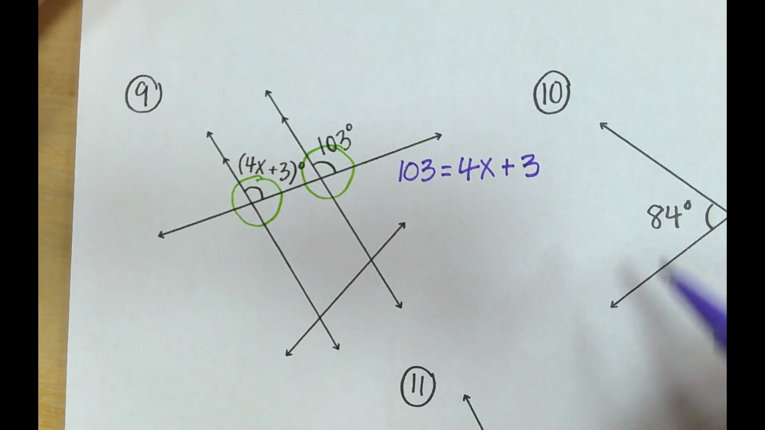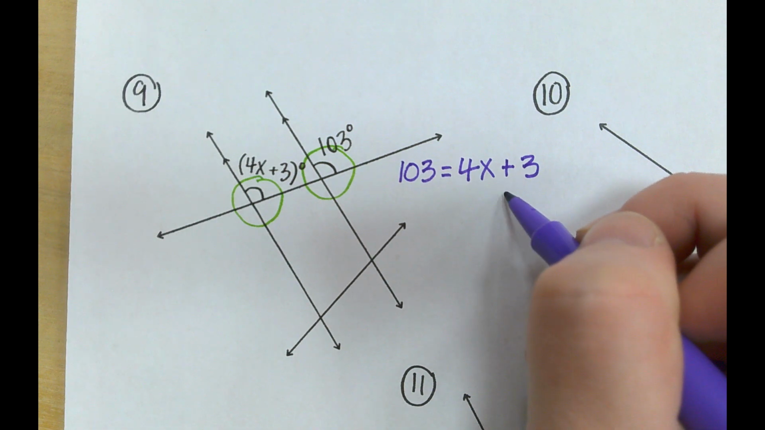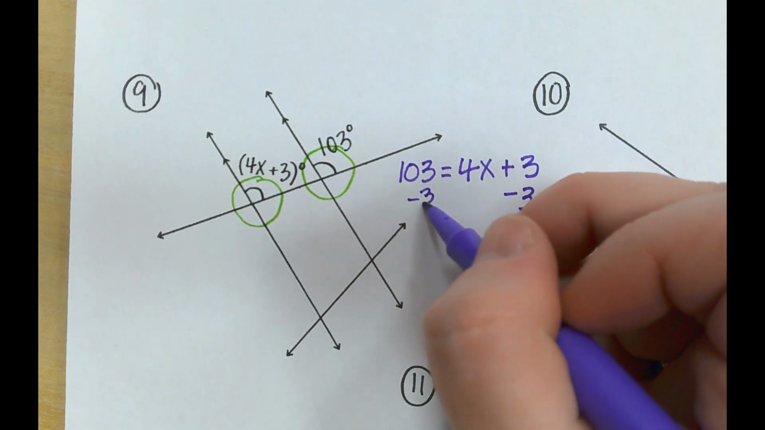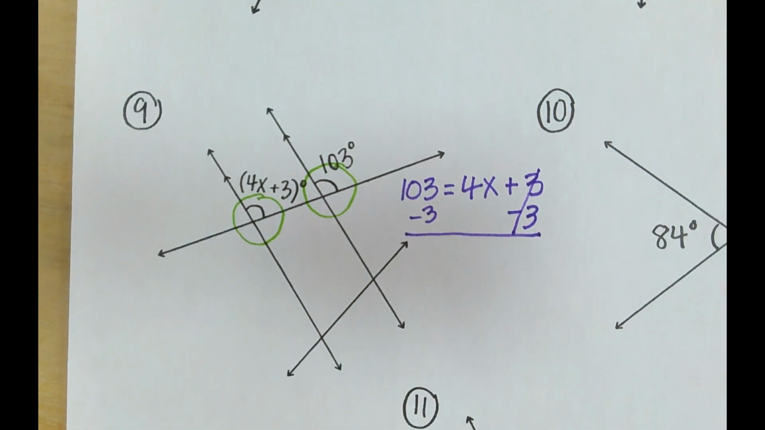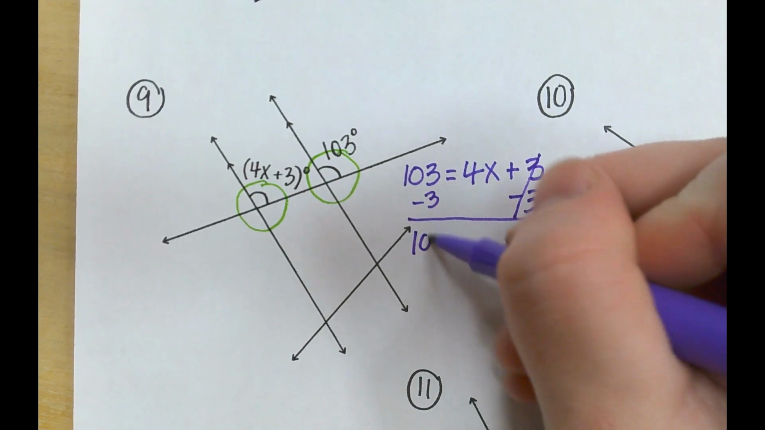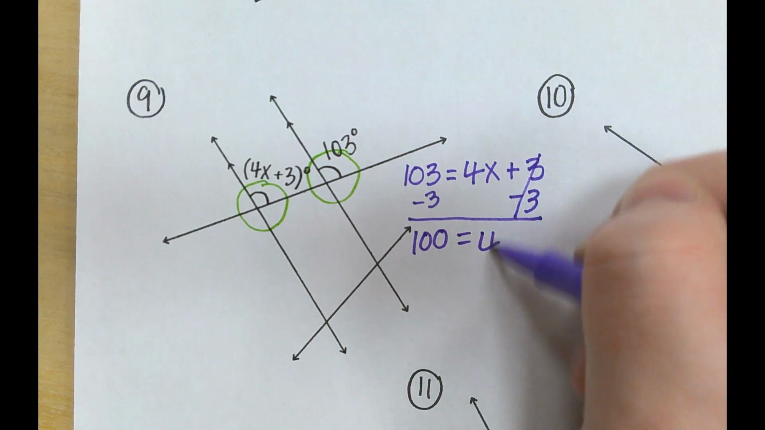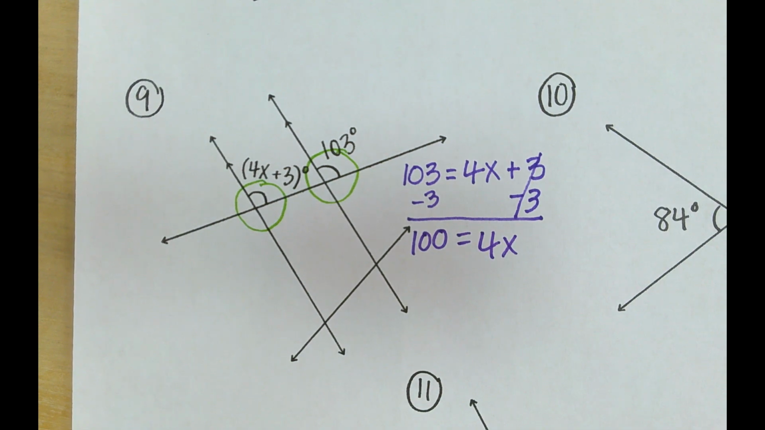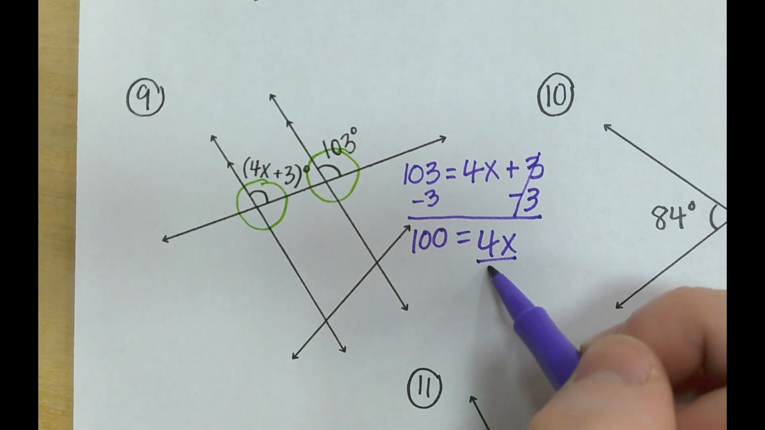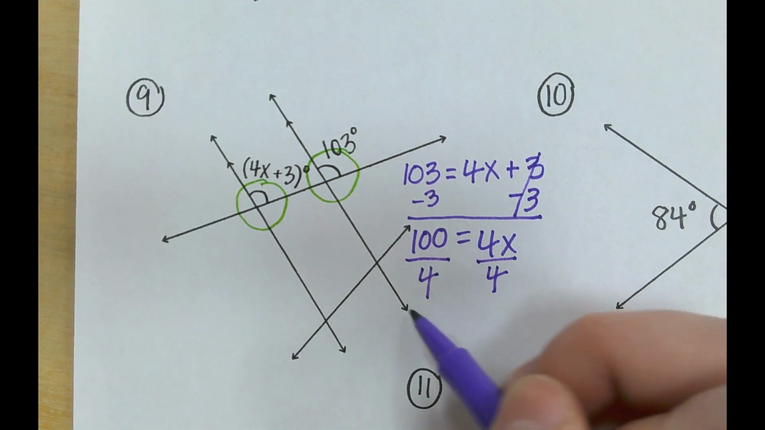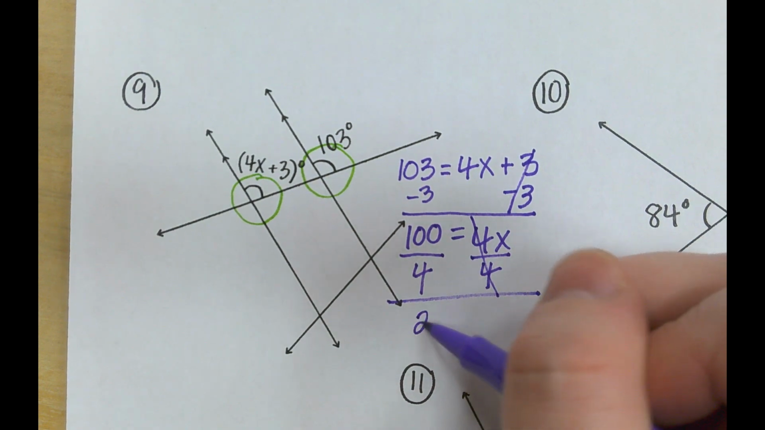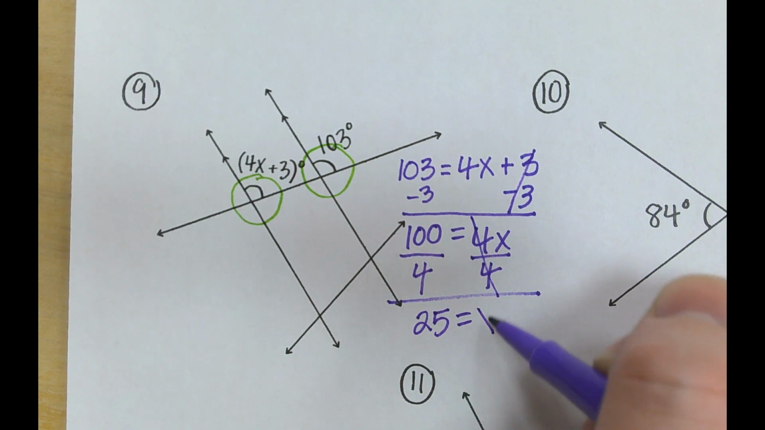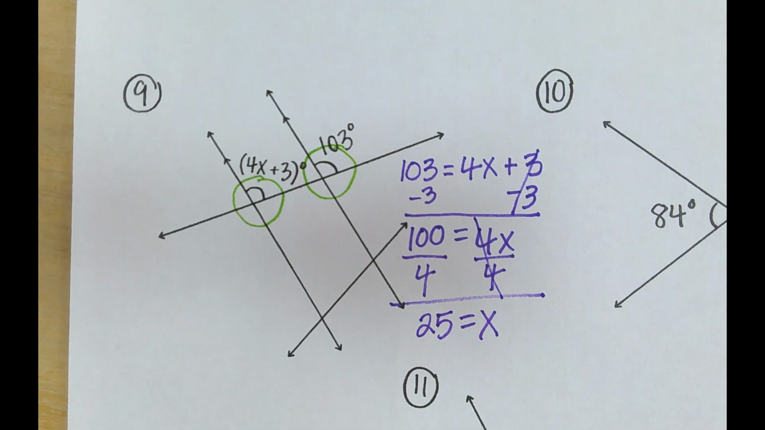And what do I do first? Subtract. Yes, let's subtract 3 from both sides. And that would give me 100 equals 4x. And what do I do next? Divide. Perfect. What's 100 divided by 4? 25. And that's our x. Very, very nice.